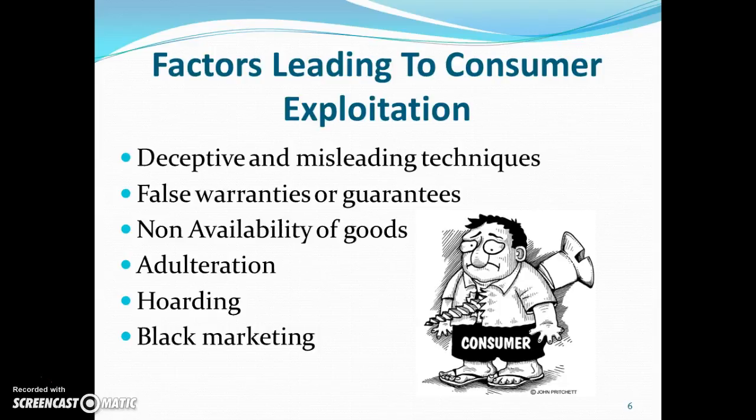Non-availability of the goods. There are situations wherein the goods are actually available, but they create such a scenario that the goods are not available just to fetch profit out of consumers. Adulteration. Adulteration is a common word which you understand: adulteration in food, you have heard of adulteration in milk. So that is also a kind of exploitation of the consumer. Hoarding and black marketing. It's very common, understandable terms.